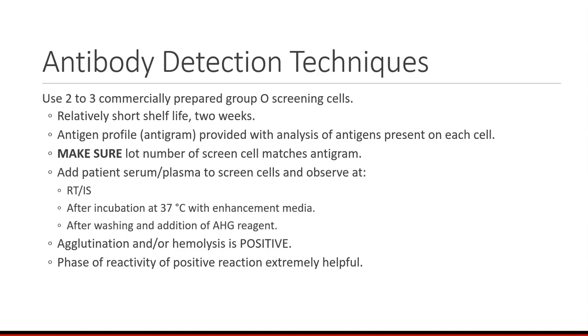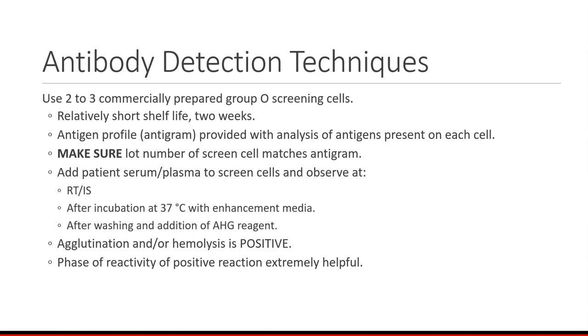An antigen profile, also known as an antigram, is provided with the analysis of antigens present on each cell. You want to make sure that your lot number of screen cells matches the antigram, because for each new lot number, they're going to use new donors. So the antigenic makeup will change. And nothing is sadder than when you go to identify an antibody and realize that you have the wrong antigram, which really mucks up your results.